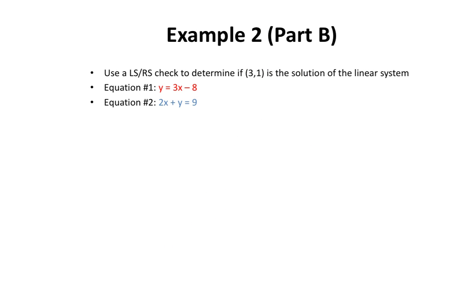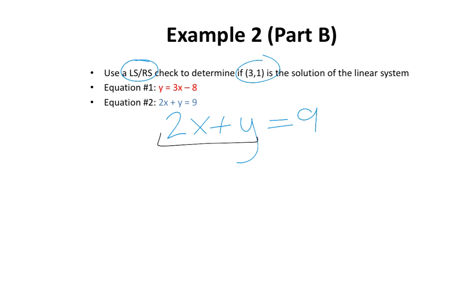At this point, we're going to do the exact same technique for equation 2. We're going to do a left side, right side check with the coordinate (3, 1). And we're going to do it for the blue equation. So let's begin by rewriting our equation. 2x plus y equals 9. Again, anything to the left of the equal sign is considered the left side, and anything on the right is considered the right side. What I want to do now is substitute in this coordinate of (3, 1), and I want to see if the left side is equal to the right side.